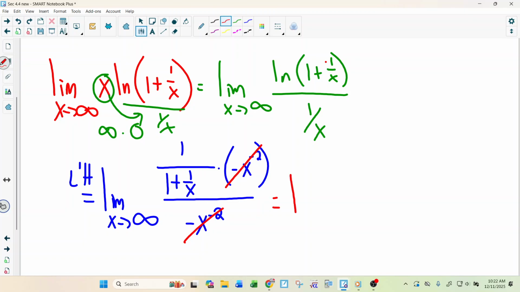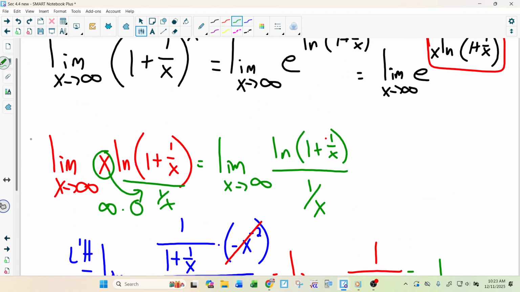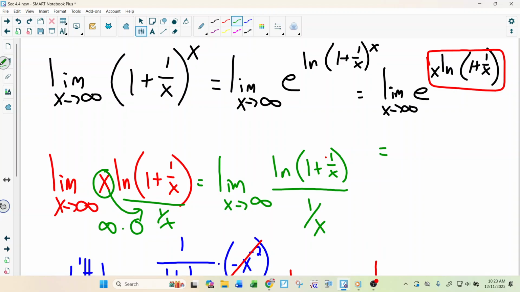So we basically now just have the limit as x goes to infinity of 1 over x. As x goes to infinity, this right here goes to 0. 1 over infinity goes to 0. And we get just 1. Now, we got to go back up. And this right here, then, we just found this limit as 1. This is e to the 1, which is just e. So our limit is e.